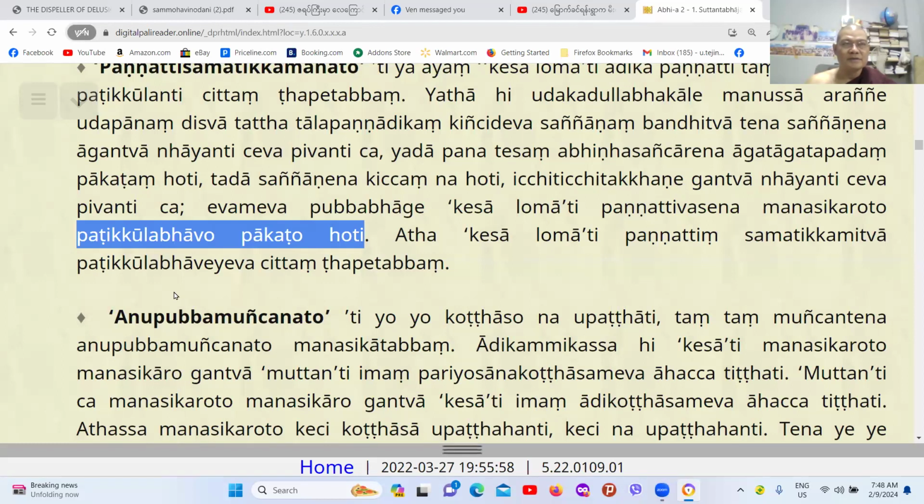So long as we do not overcome the paññatti, the concept of kesa loma and the rest, we will not get what we want. Only when we surmount that paññatti, where it appears as repulsiveness, then we will get what we want.